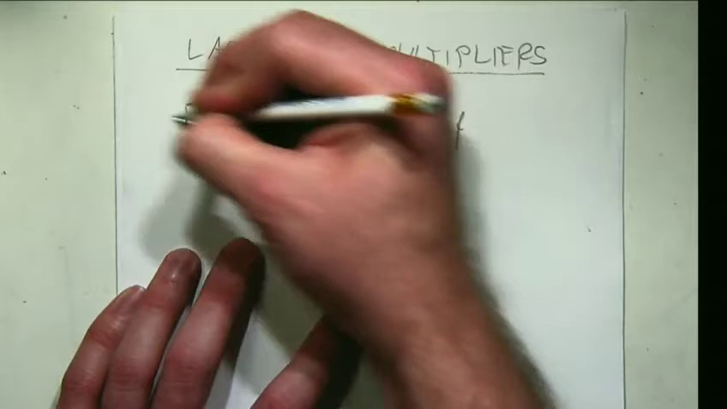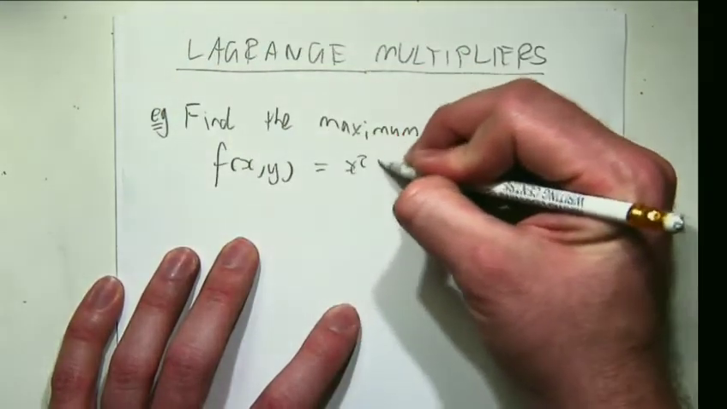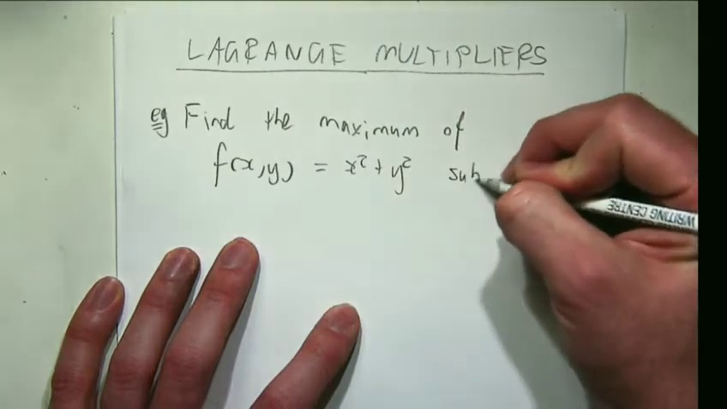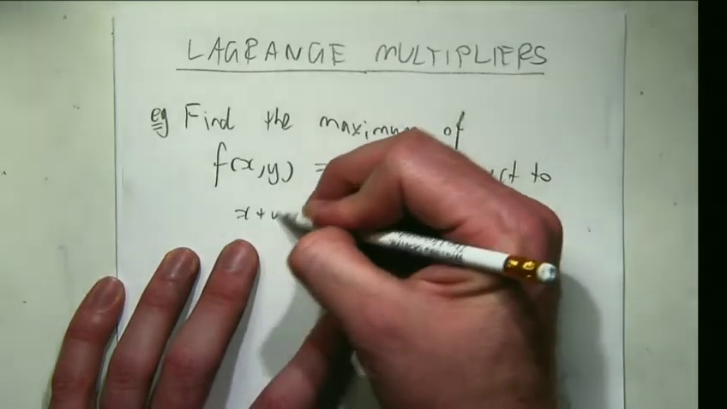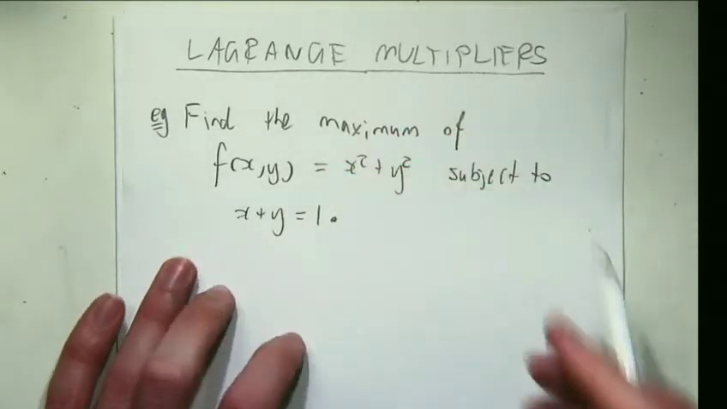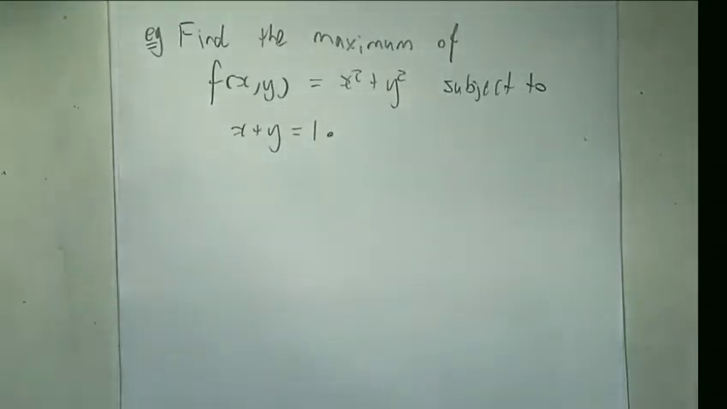Find the maximum of f(x,y), which is x squared plus y squared, subject to x plus y equals 1. Okay? So the concept is you have x squared plus y squared, which is some sort of shape, and it doesn't have a maximum. It has a minimum. It doesn't have a maximum. It goes up forever.